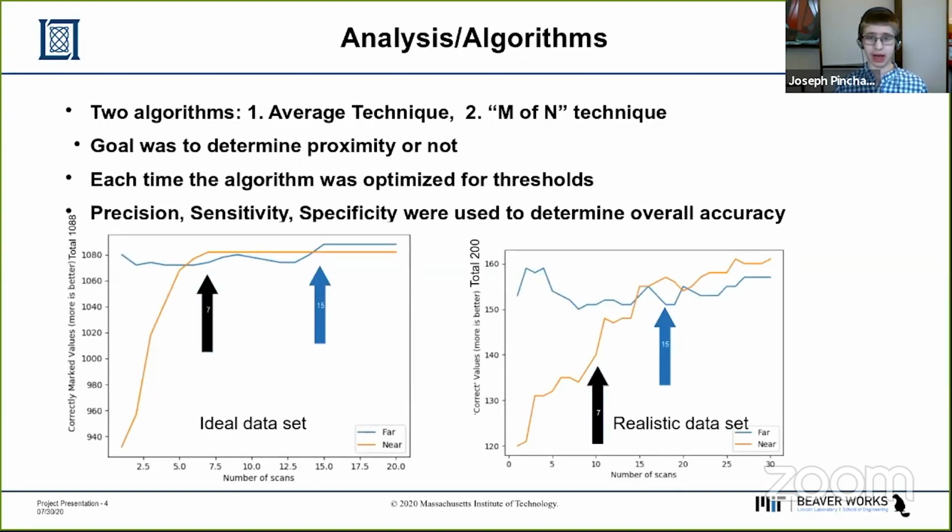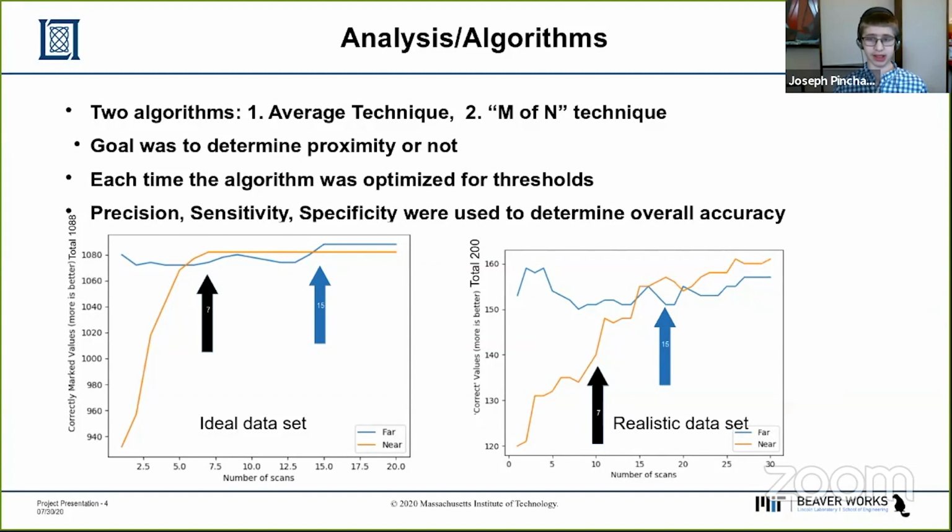So here I have 2 graphs of how the number of scans affected the number of correctly marked sets from the total when using the average technique, with the ideal data set on the left and the realistic data set on the right. We can see for the ideal data set that it begins to plateau at about 7, shown by the black arrow, and fully plateaus at 15, shown by the blue arrow. Therefore, in my comparisons, I compared accuracy at 7 scans versus 15 scans.